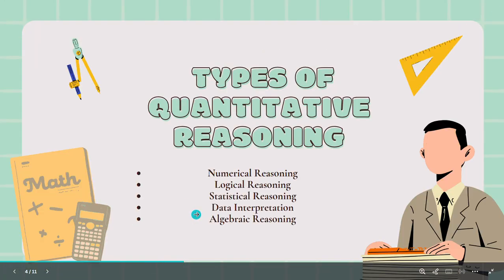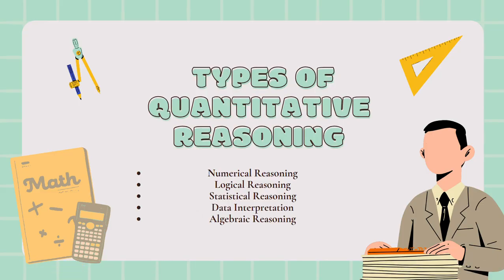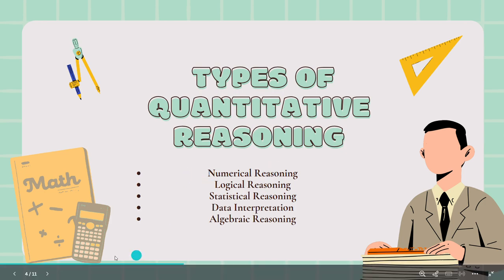So we can see what the different types of quantitative reasoning are. Here we have five types of quantitative reasoning. The first we have numerical reasoning, and then we have logical reasoning, and then statistical reasoning, data interpretation, and at last we have algebraic reasoning. So we'll be looking at each one in detail as well as in a simple manner.